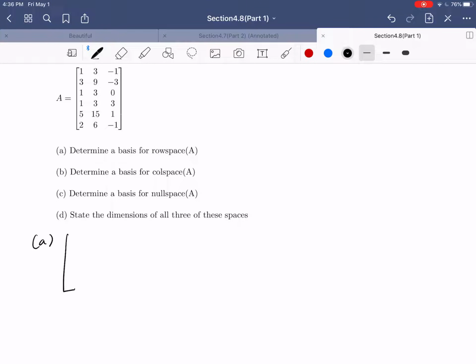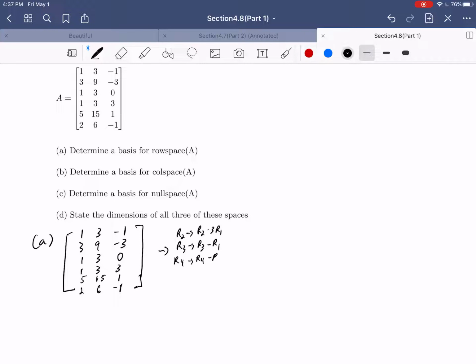So let's take our matrix here: 1, 3, minus 1; 3, 9, minus 3; 1, 3, 0; 1, 3, 3; 5, 15, 1; and 2, 6, negative 1. Okay, so let's start by using this guy to wipe out everything below it. We're going to replace R2 with R2 minus 3R1, R3 with R3 minus R1, R4 with R4 minus R1, R5 with R5 minus 5R1, and R6 with R6 minus 2R1.